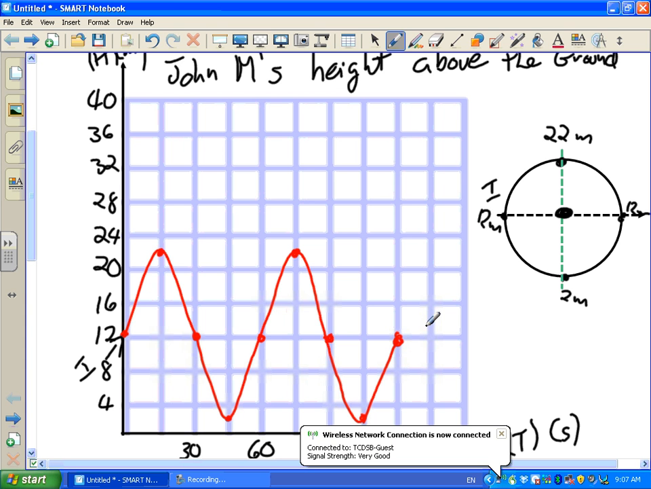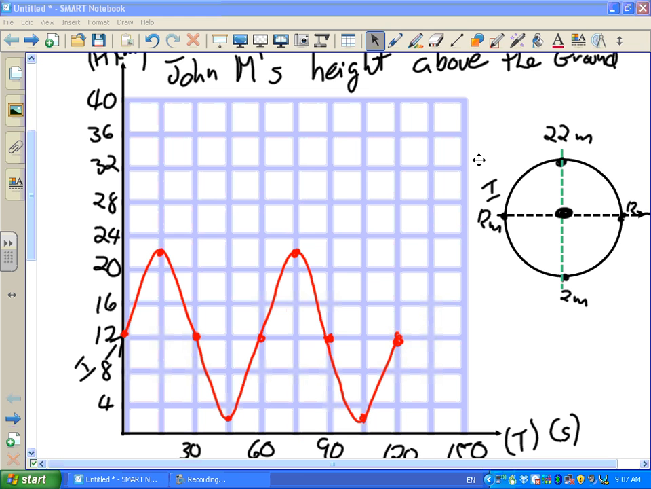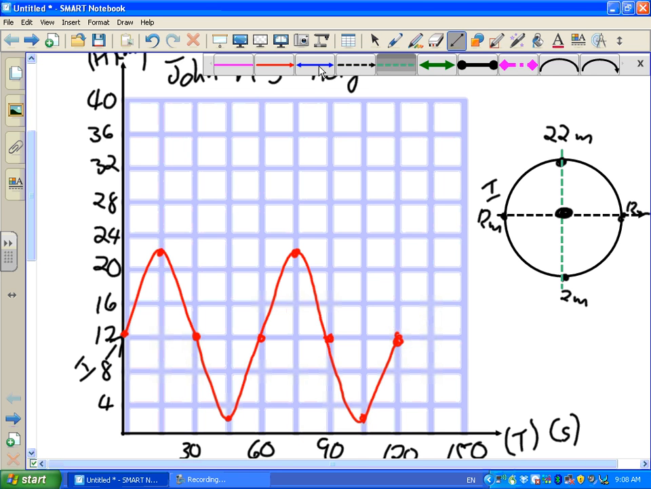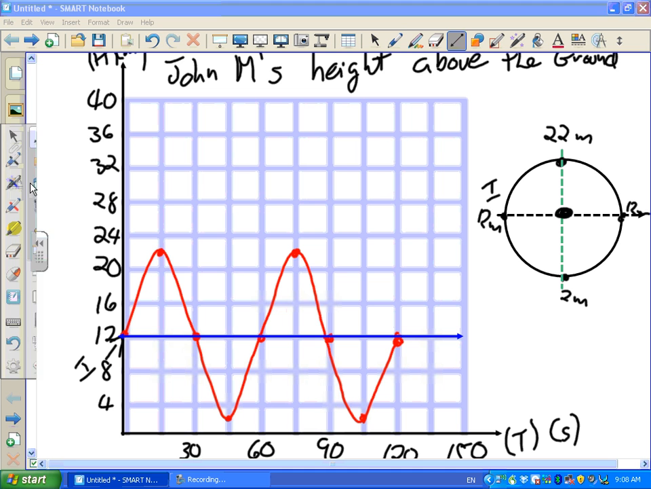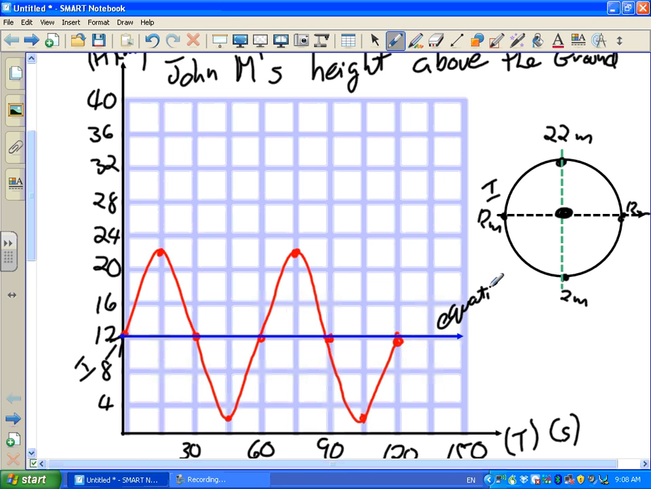Okay, so you're right. It's going to be at 12. That's going to be the middle of this. But I want you guys to remember how to solve for that. So we know this is going to be our equation of the axis. It's also the axis of the wheel, and we know it's 12 meters above the ground.